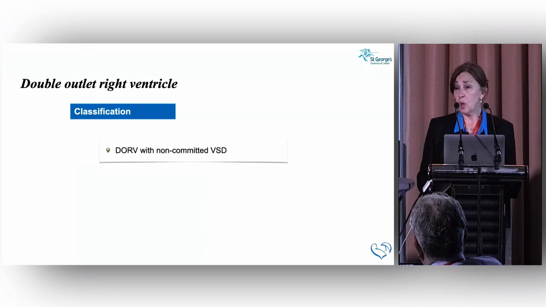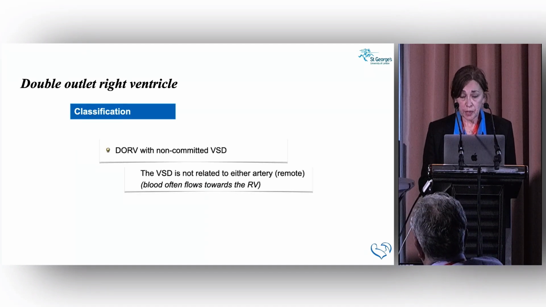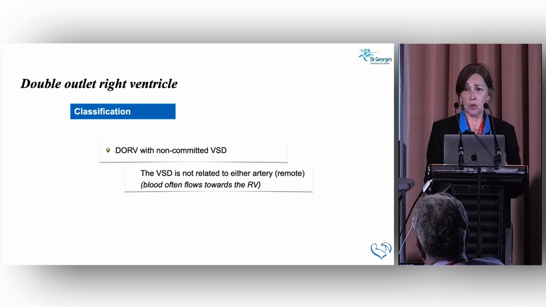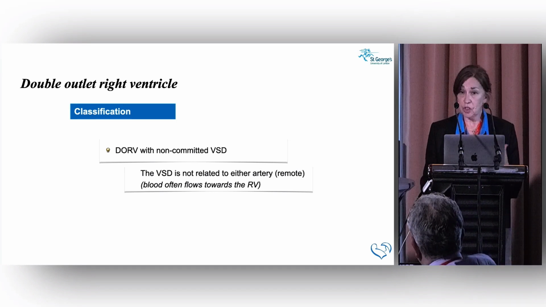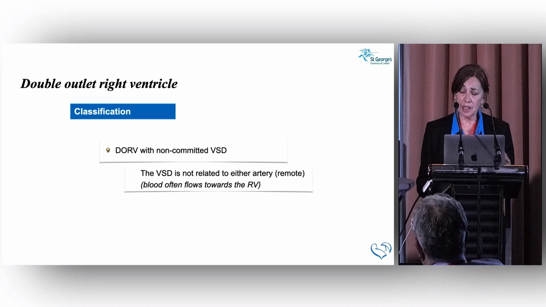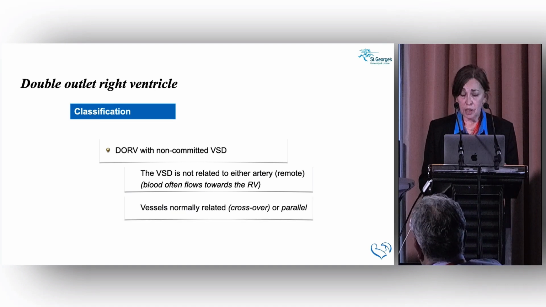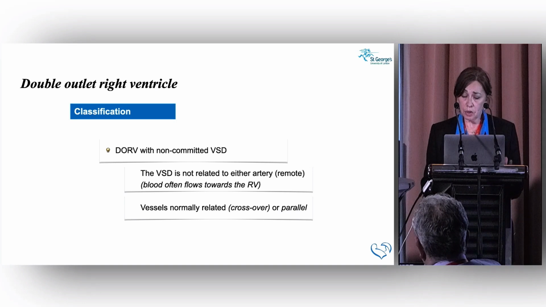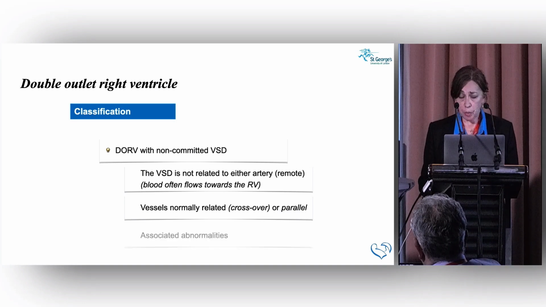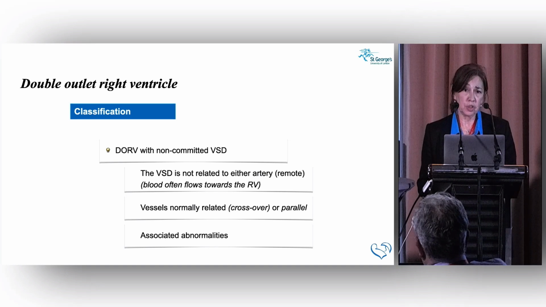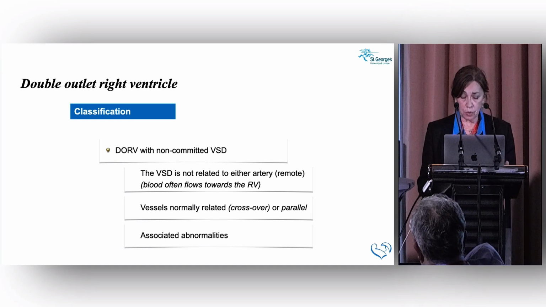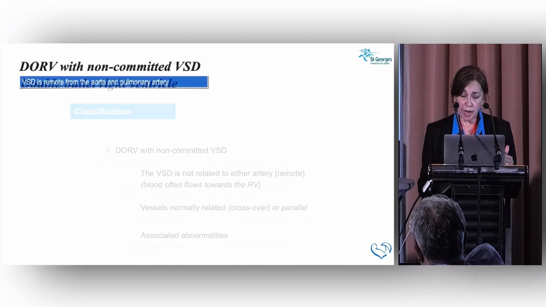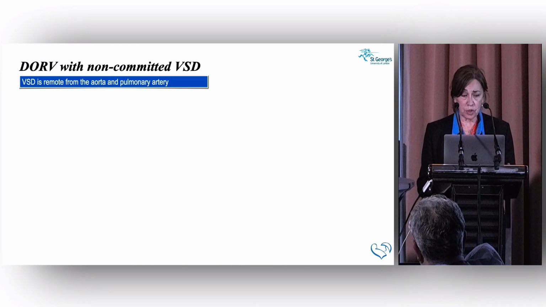So non-committed VSD: the VSD is neither close to the aorta nor to the pulmonary artery, so therefore it's a remote VSD, and the blood flows almost directly into the right ventricle. The vessels can be normally related or they can be in parallel. The important thing is that it doesn't go preferentially to either artery, and it's difficult to close that VSD and put the artery back into the left ventricle, and they can have associated abnormalities.